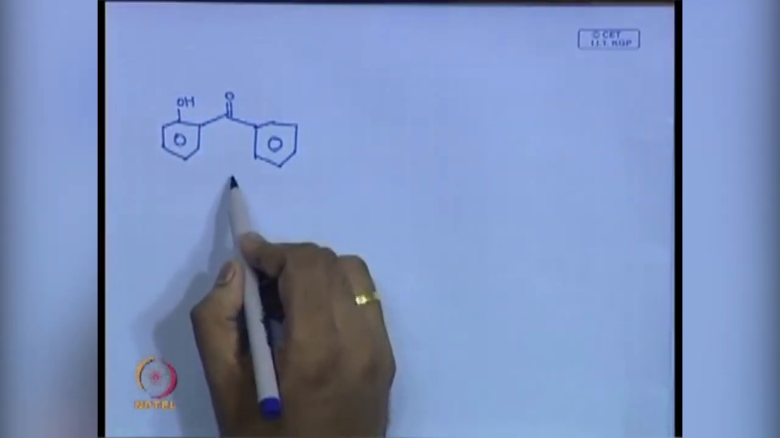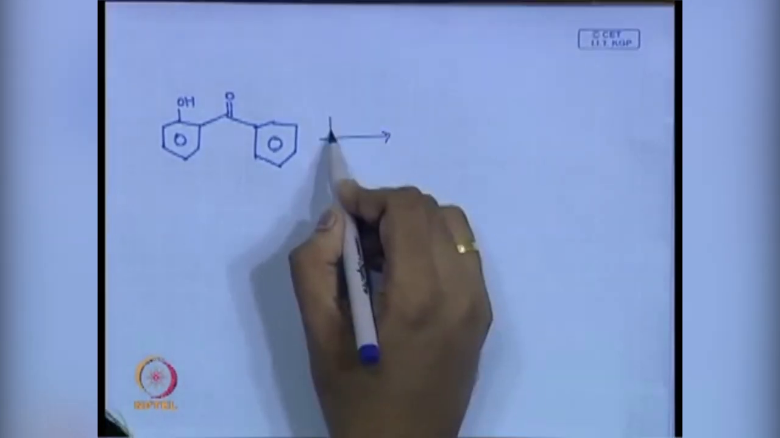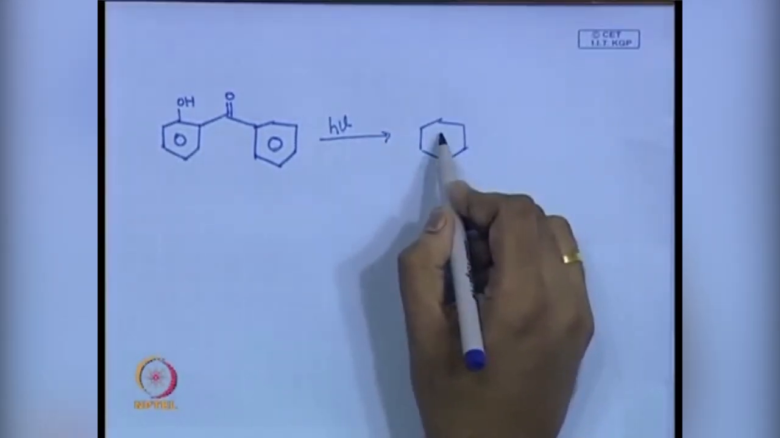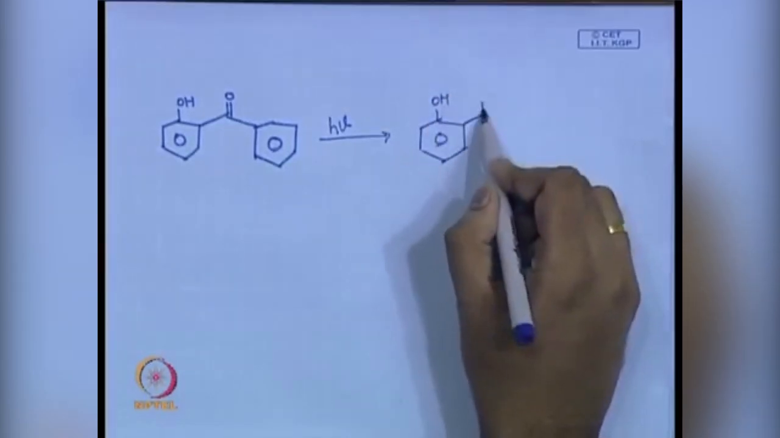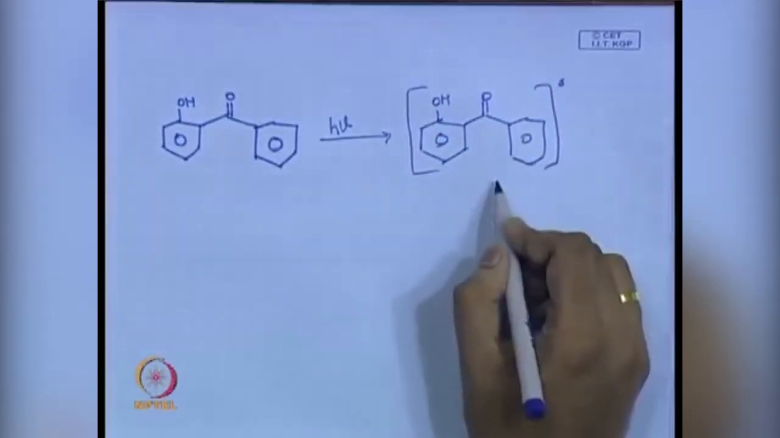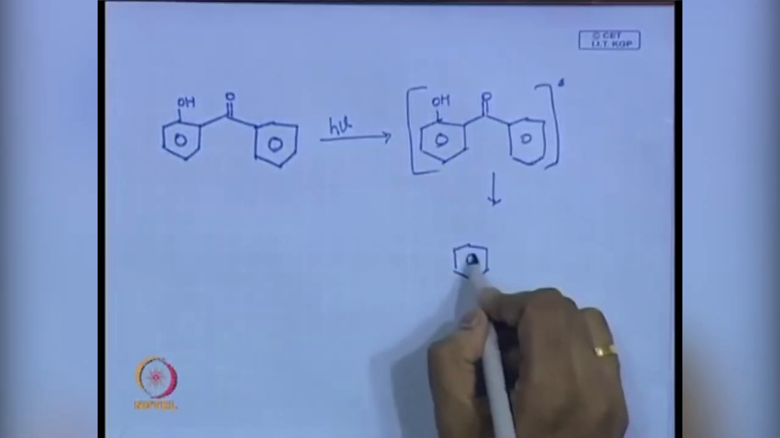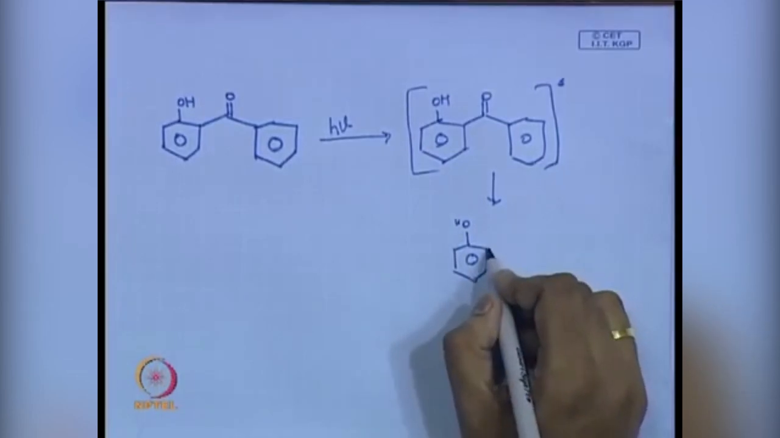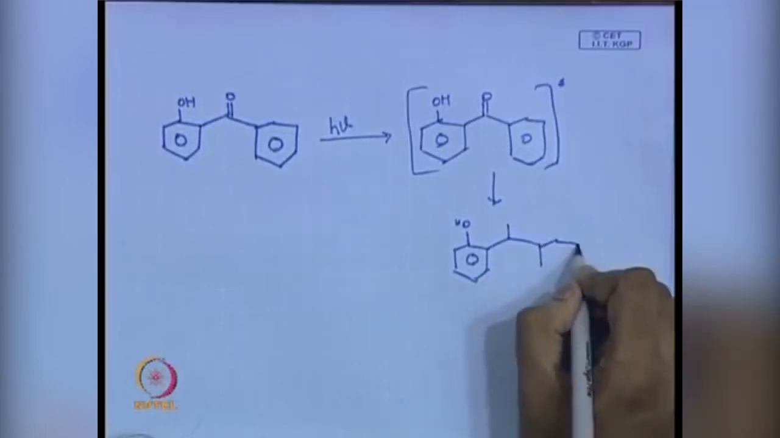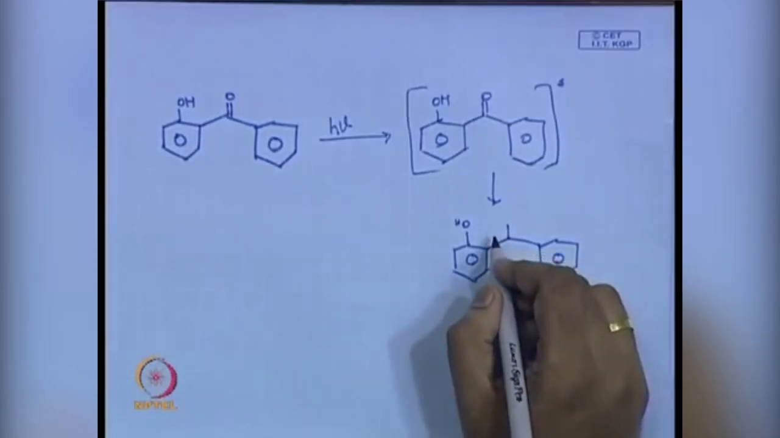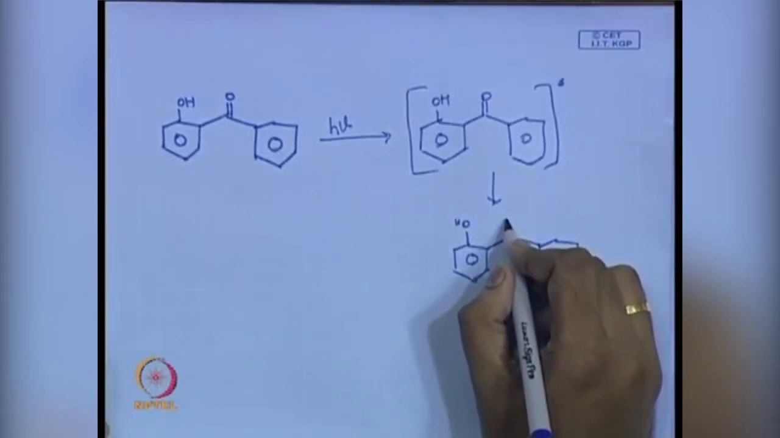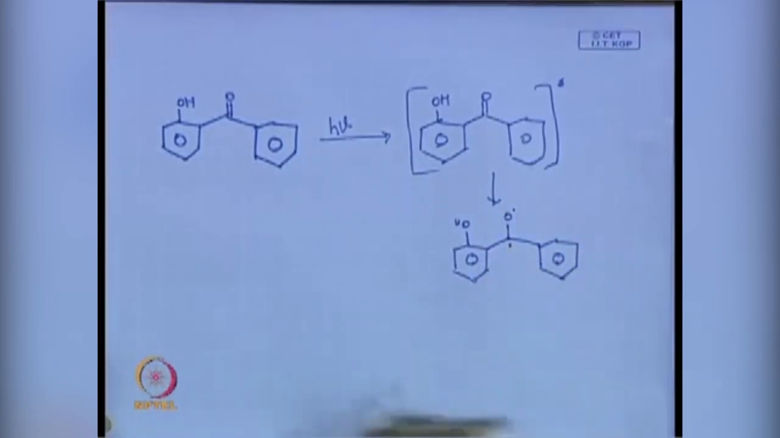So if I shine light, what can you look for? Yeah, that we all know, that we can write up to the triplet state, that is from singlet. You can always write your triplets. Just think about writing your triplet state now. It gets excited. What happens? I can put a dot here. This is your triplet state.